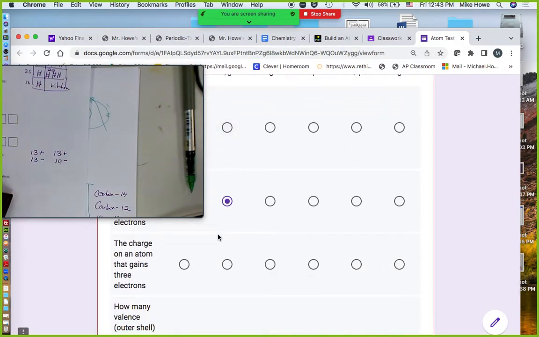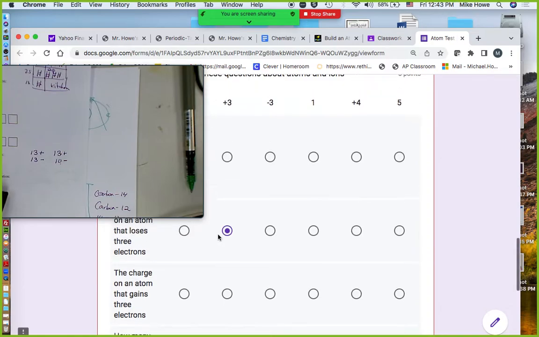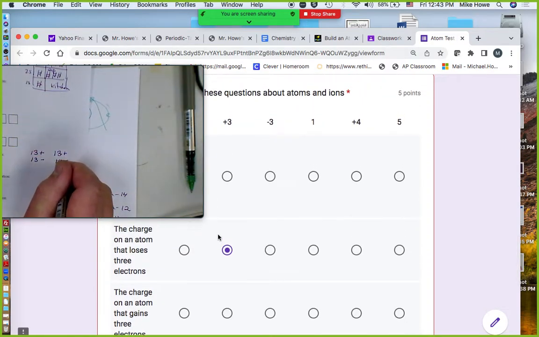Next question, a charge on an atom that gains 3 electrons. Well, if you gained 3 electrons, just looking at the same one, now you'd have 16 negatives. So you'd have 3 more negatives than you do positives, so the charge would be negative 3 if you've gained 3 electrons.